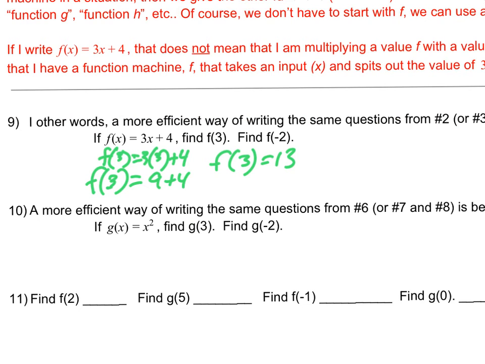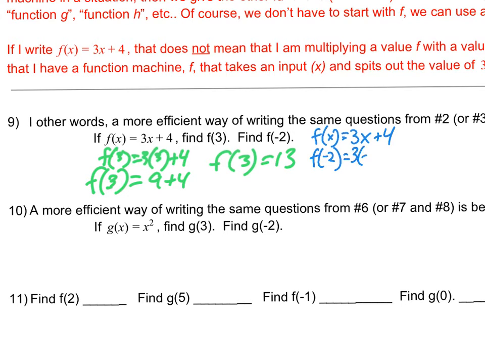Now I'm going to do one more. I know, once again, I start off with the function that I know. I know that f of x is equal to 3x plus 4. This time I'm asked to find f of -2. All right, I don't know what f of -2 is. I know what f of x is, though. And for f of -2, I substitute the -2 in for x.